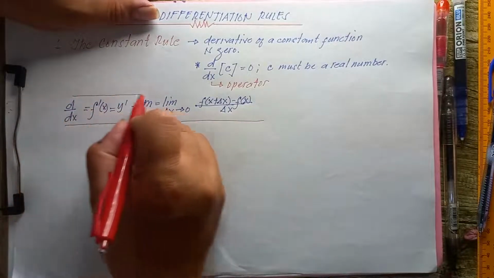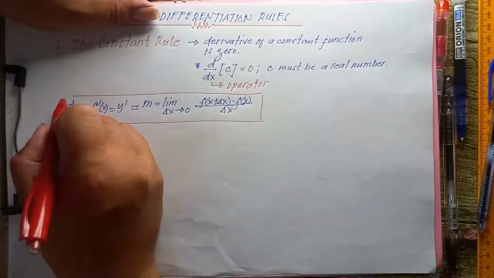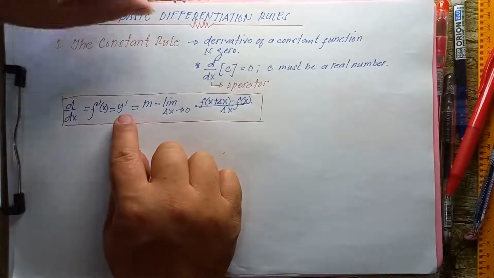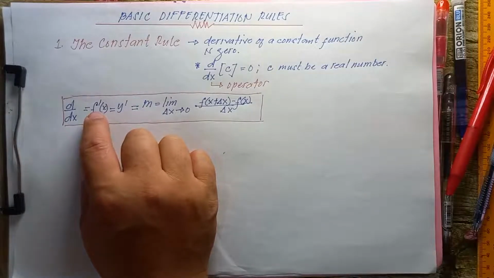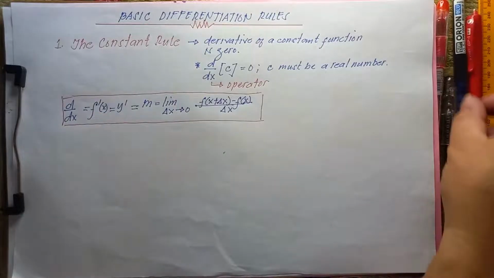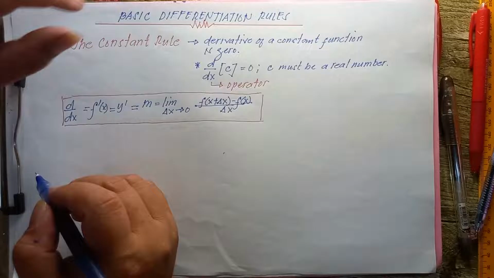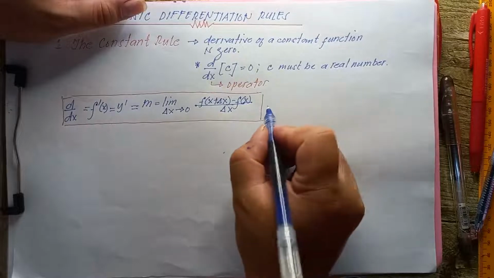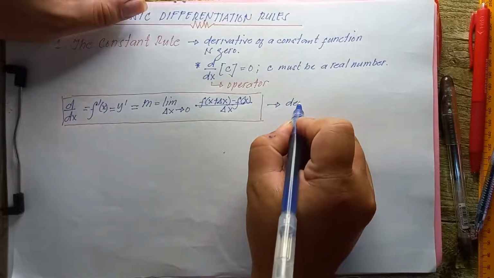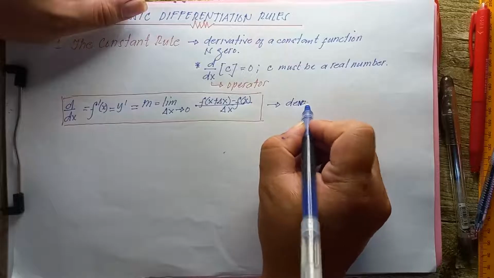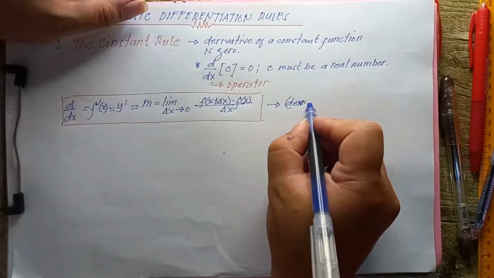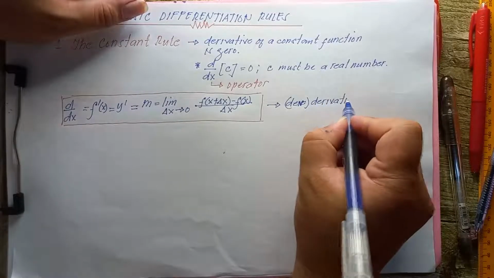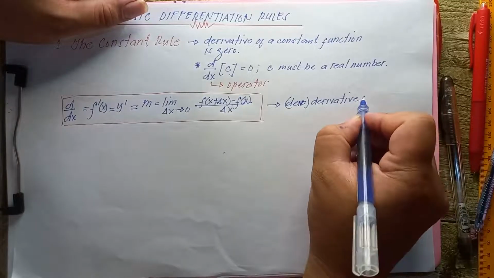Just to recall, we have here the notation of the derivative. The m is the same as y prime, the same as f prime of x, the same as d over dx. They pertain to only one concept. They are pertaining to what? Derivatives. Again, I'm sorry, this must be derivative, or derivatives.